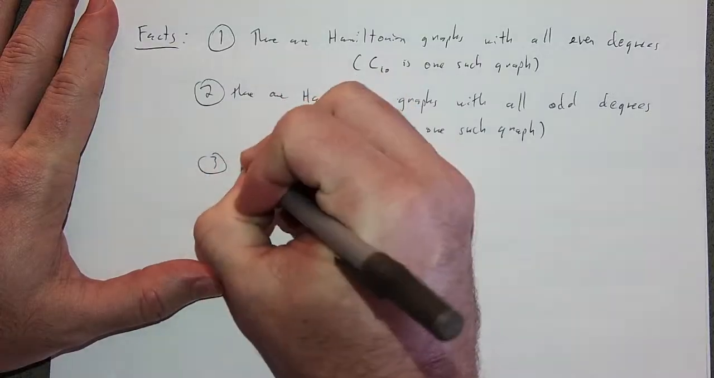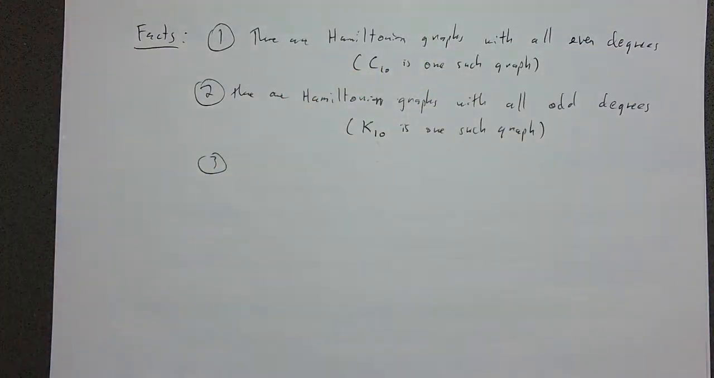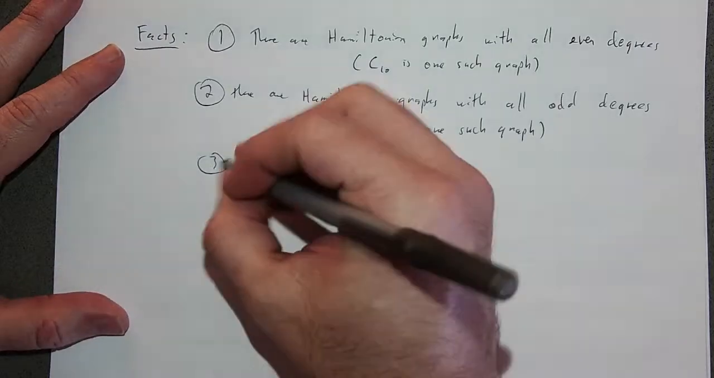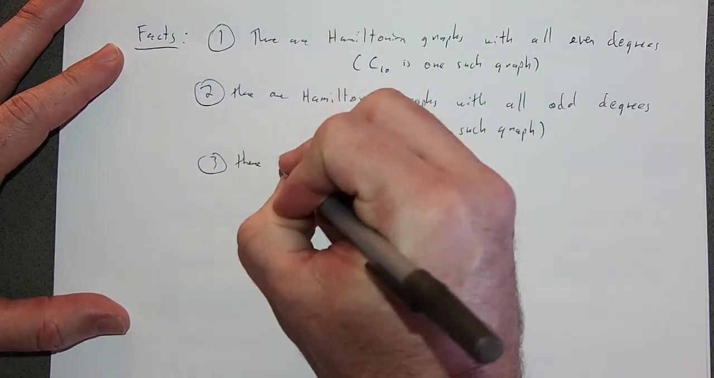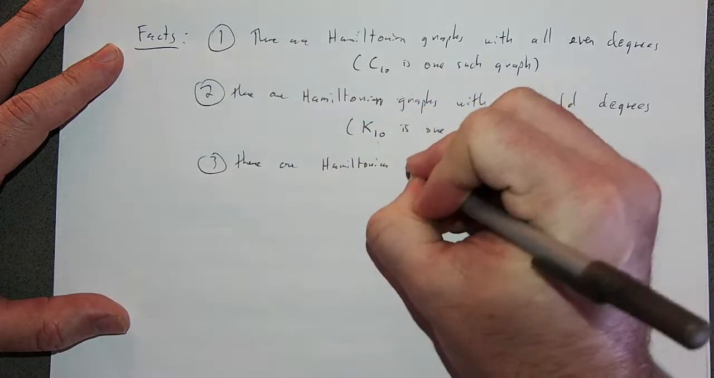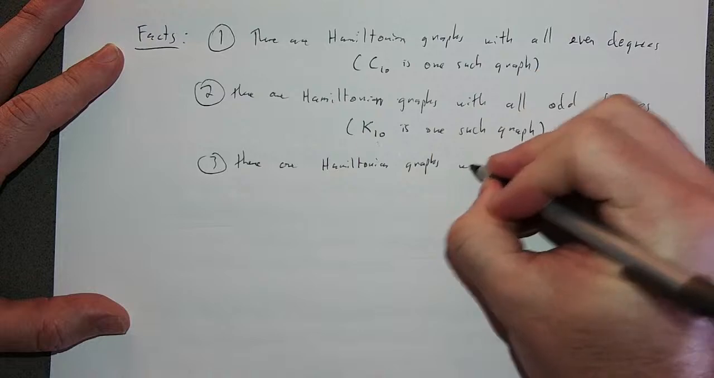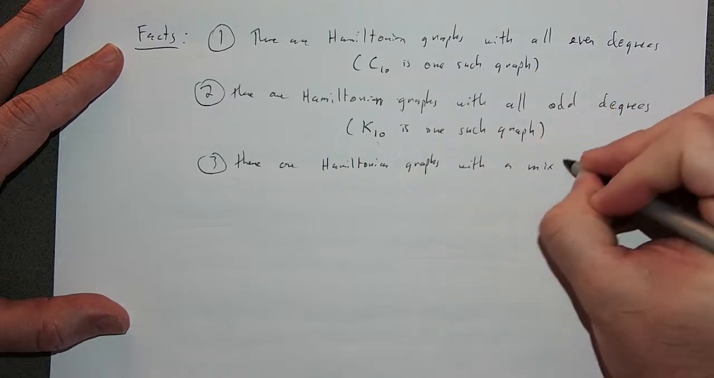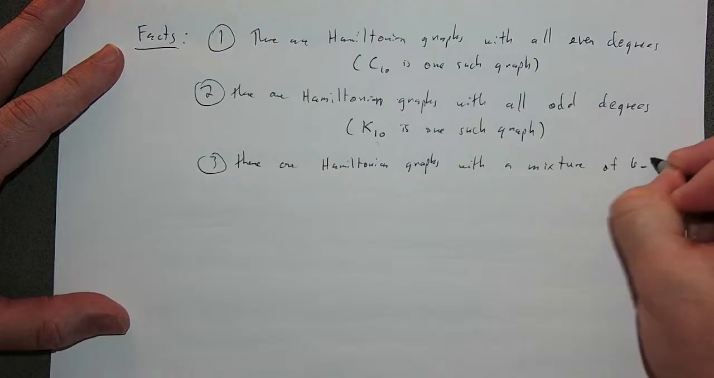3. This might mistakenly make you think that a Hamiltonian graph has to have degree parity in this way. Either they're all odd or they're all even. You're like, okay, so maybe that's the deal: they either have to all be even or all be odd, but there can't be a mixture. Unfortunately, no, there can also be a mixture. So there are Hamiltonian graphs with a mixture of both even and odd.